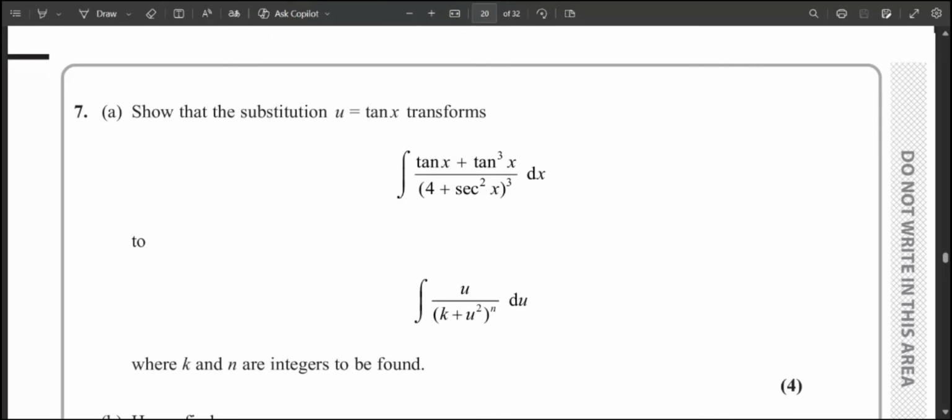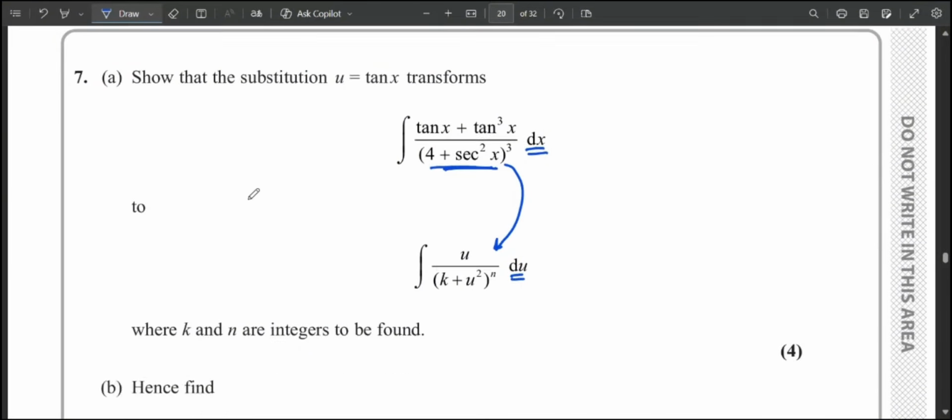Question number 7, we can see that in part A, we have to show that the substitution u equals tan x transforms this integration, the integration of this expression, to the integration of this expression. We can see that all the x variables here are transformed to all the u variables here. Even the dx term has been changed to a du term. Keeping this in mind, we can now start solving our part A.